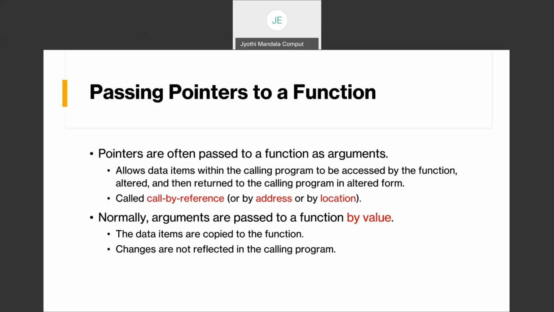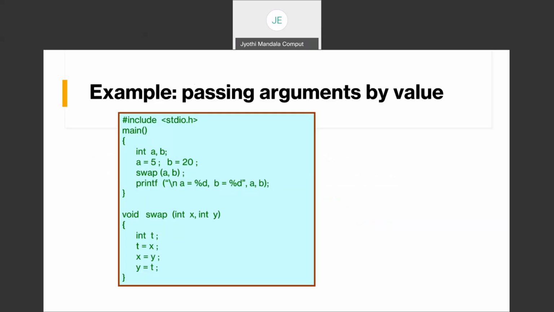The difference we observed when learning the parameter passing techniques is that if you pass only the values, no changes are reflected in the actual arguments. But if you pass the address, any changes you make in the formal argument are reflected in the actual argument. We learned that through swapping two values. Let us revise that once again.